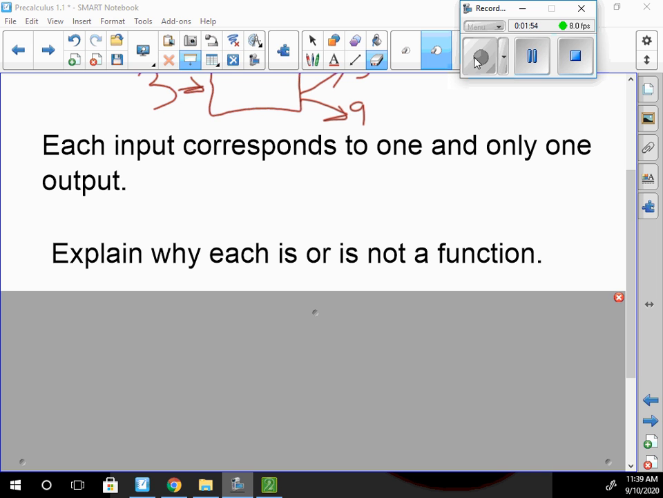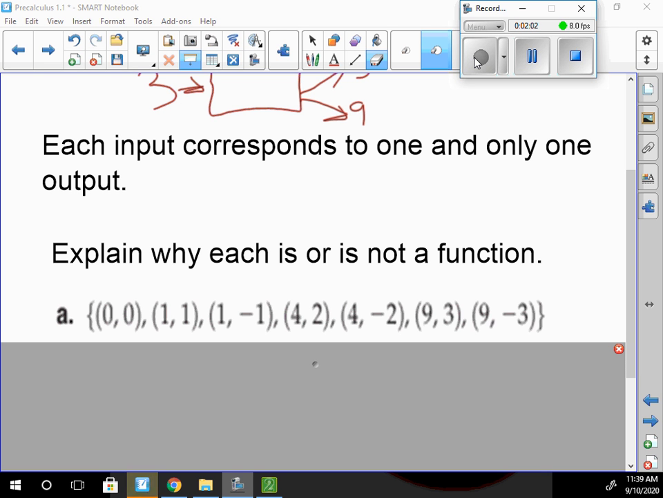So now let's explain why each is or is not a function based on the ordered pairs. If I look at this one, I have 0, 0, 1, 1, 1, negative 1, 4, 2, 4, negative 2, 9, 3, and 9, negative 3. I can look at it as the ordered pairs, or I can list my domain out. So let's list the domain out first. That's all my X values.